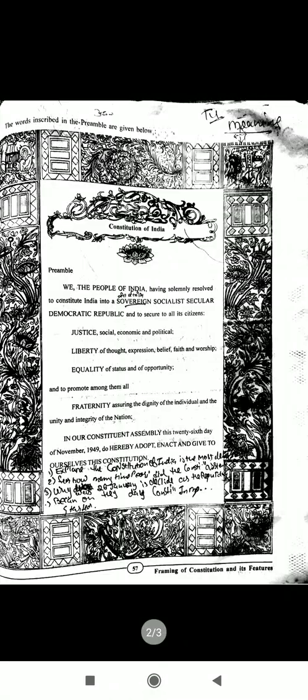In this way our constitution has a preamble. The preamble means introduction, and it is placed at the beginning of our constitution. As you open our constitution, on the first page you will find the preamble. Here you can see in the image, this is the preamble. Now preamble is the core and important part of the constitution.